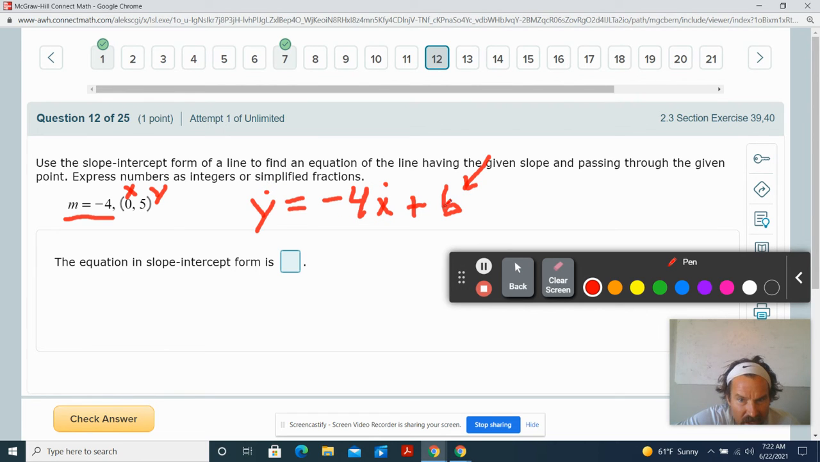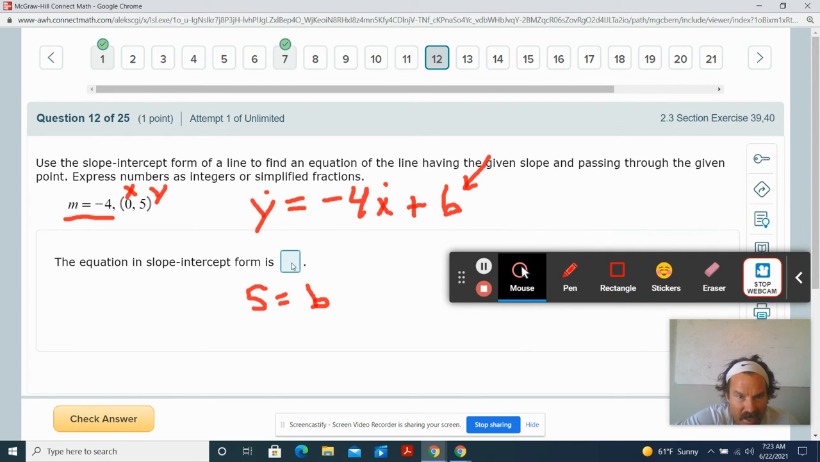So if you need to find out what b is, you need to just do a little bit of math. You need to put the 5 in for y. So I'm going to put the 5 in for y. And I'm going to put the 0 in for x. If I put the 0 in for x, this becomes 0. 0 times -4 is 0. So then I know that b is equal to 5. And now I have the equation. Because remember, they gave me half of it. You found out the other half. And now you can combine it and put that in here.